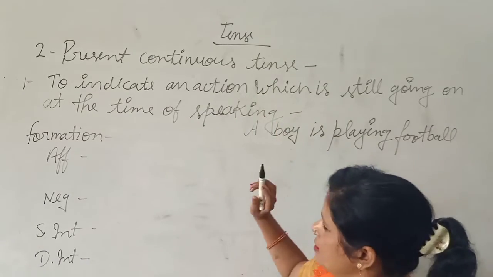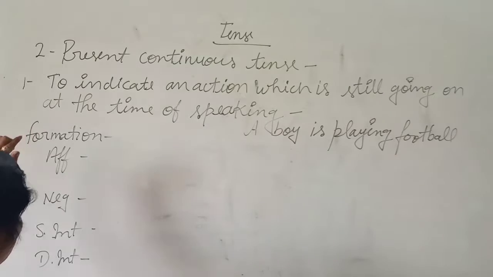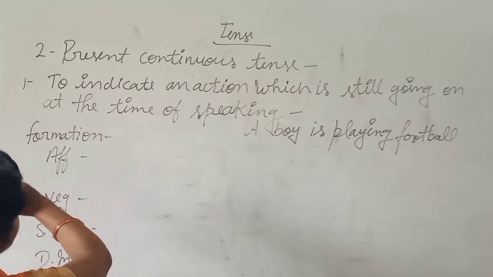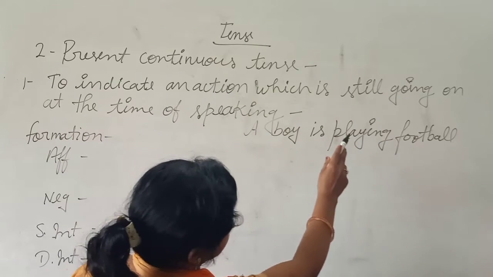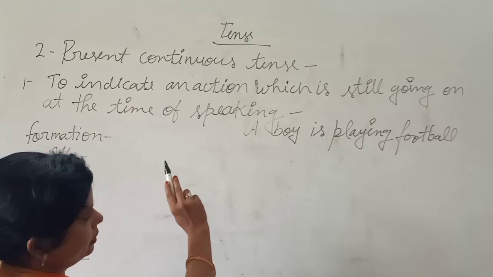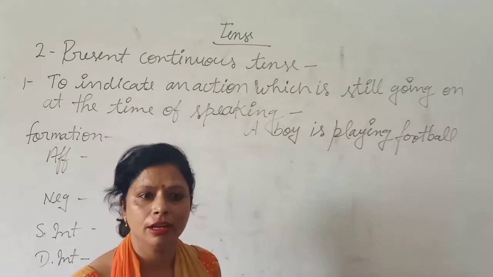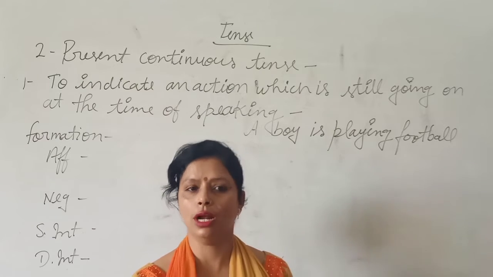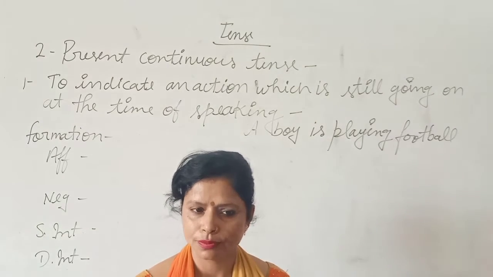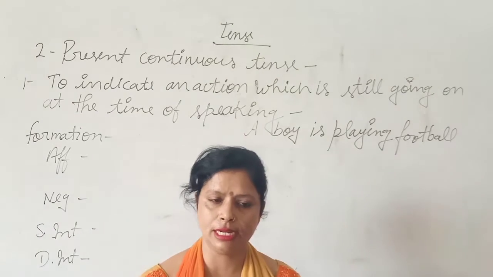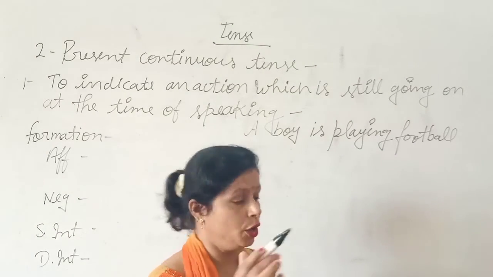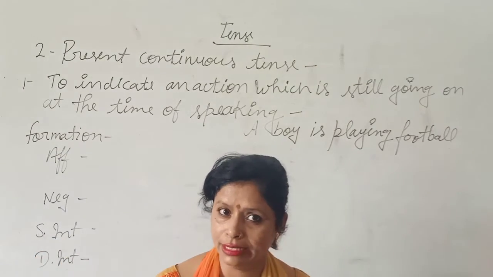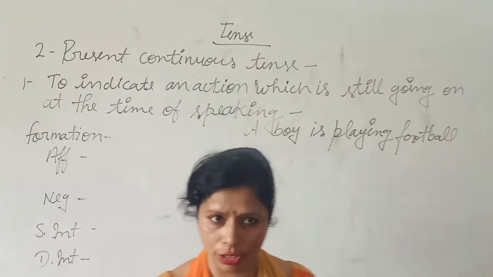Present continuous tense. First of all, I am telling you where we have to use it. We use it to indicate an action which is still going on at the time of speaking. It shows a going-on action, a continuation, whatever we are doing right now. For example, I am teaching you, you are looking at me, you are watching this video, he is playing, he is singing, he is dancing, I am standing, I am writing on the blackboard, right? All these are examples of a going-on action, that means continuous tense, present continuous tense.